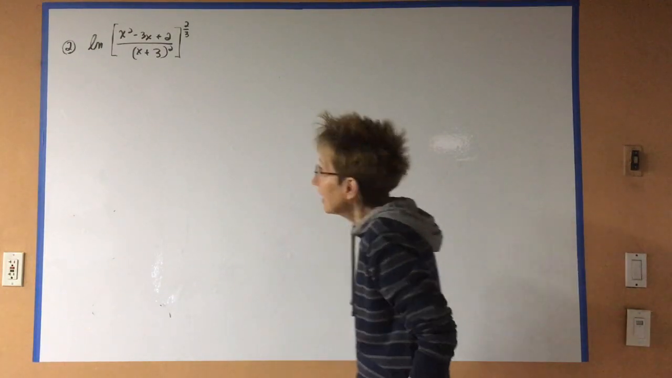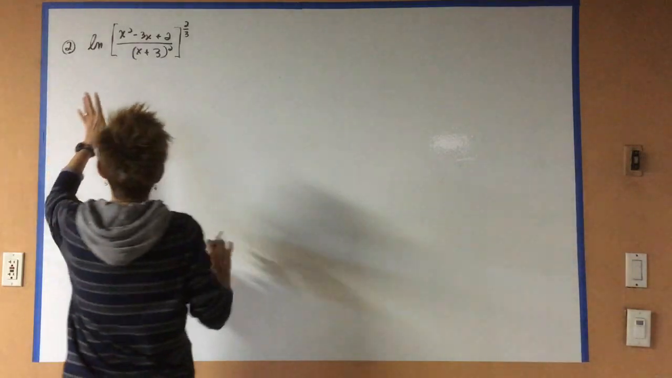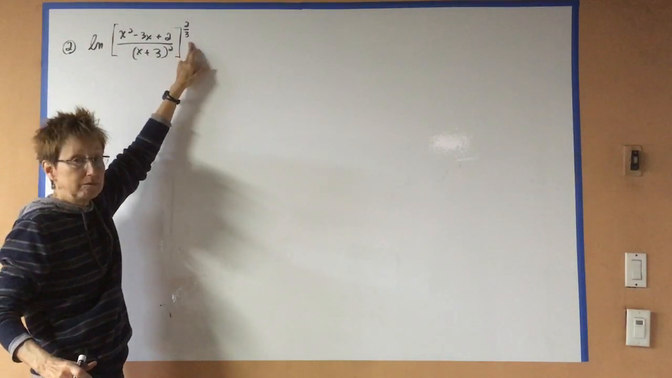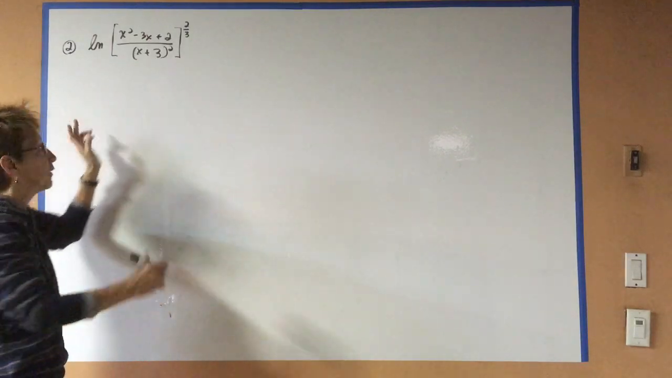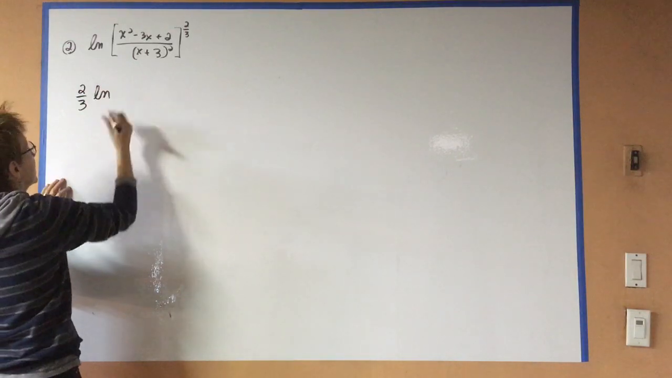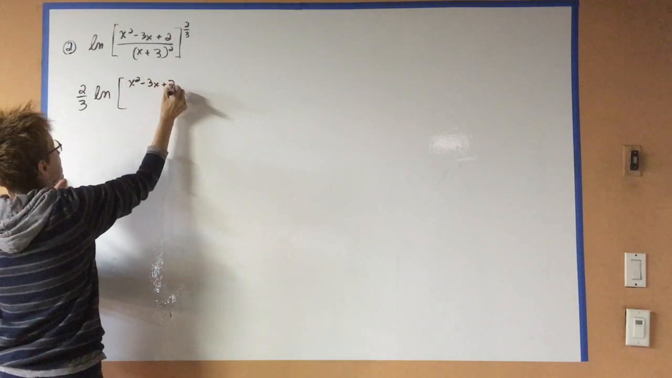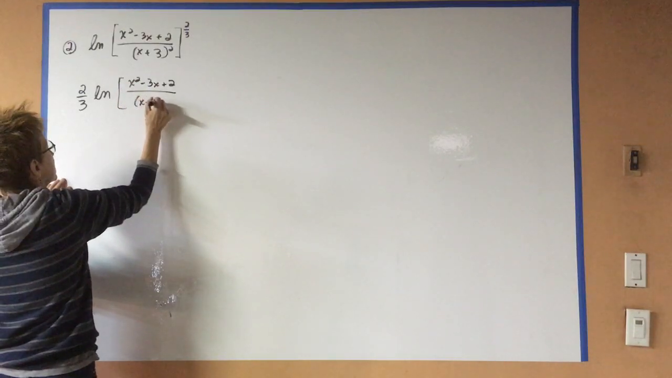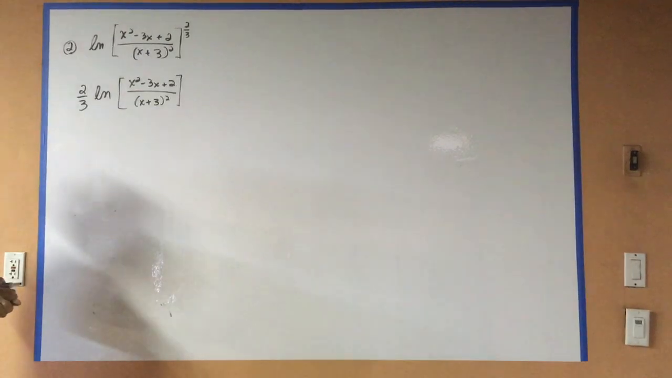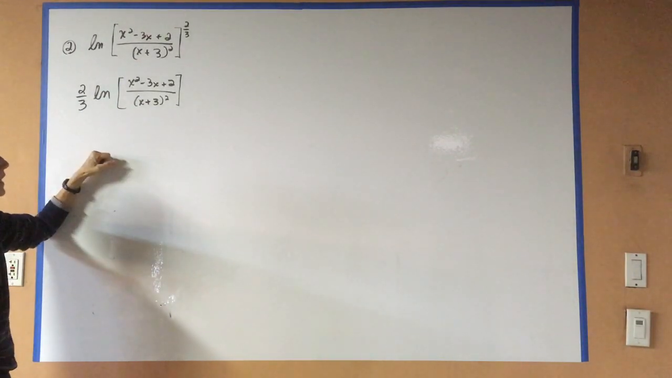So it's a natural log, so it's understood the base is e. The first thing, again, that I notice here is the argument is all raised to a power. So I'm going to bring this power out in front as a multiplier. So I'm going to write 2/3 times the ln of (x squared minus 3x plus 2) over (x plus 3) squared. So I brought the power out in front as a multiplier. Makes it a little bit easier for me to see what's happening.